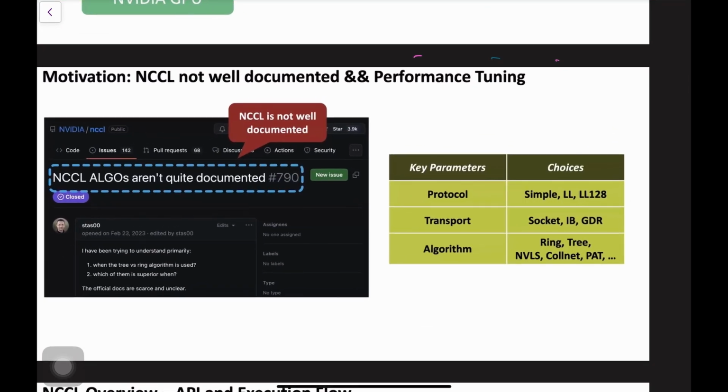NVIDIA has made nickel open source, but still it's not well documented, and developers treat it as a black box without understanding the internal workings. Here in this paper, the authors have tried to demystify NCCL by explaining the protocols and algorithms used inside.